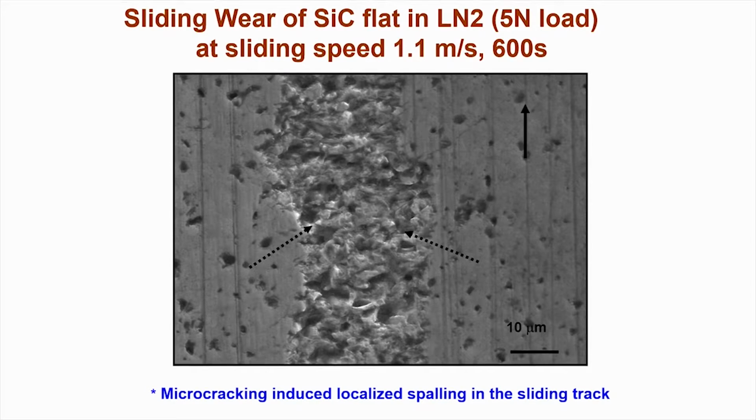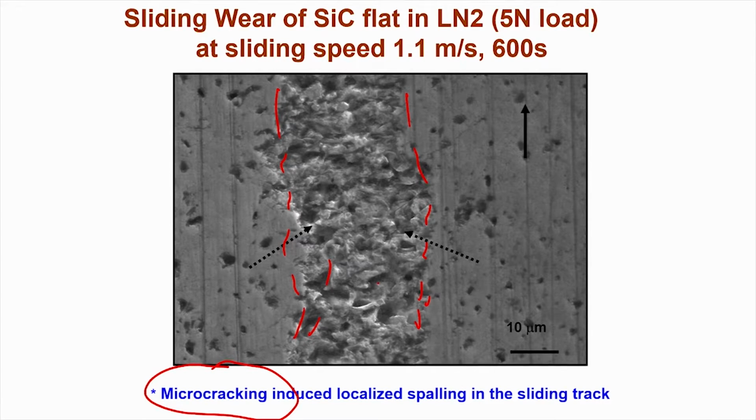This is at the high sliding speed conditions, and you can see this is your wear track. A closer look at this particular region clearly shows you that there are numerous micro cracks. So, this micro cracking is playing an important role in this particular case, and that is at a high sliding speed of 1.1 meter per second.